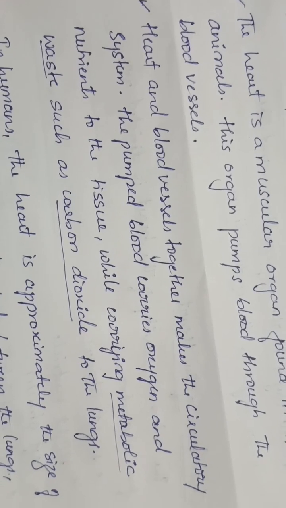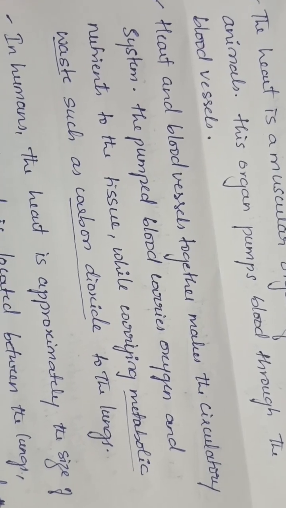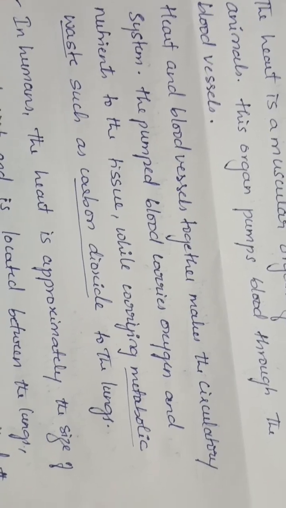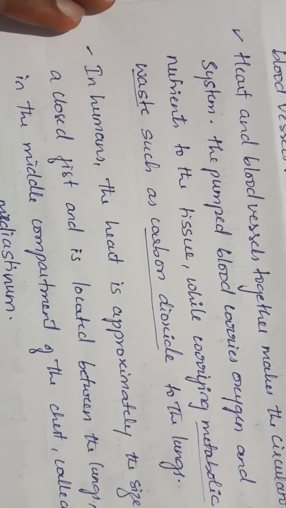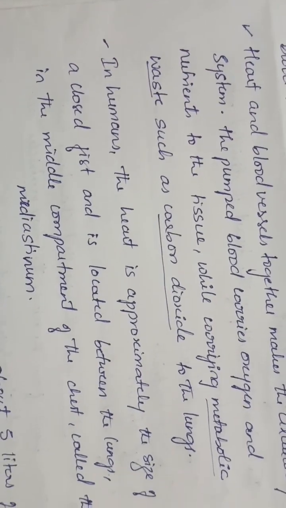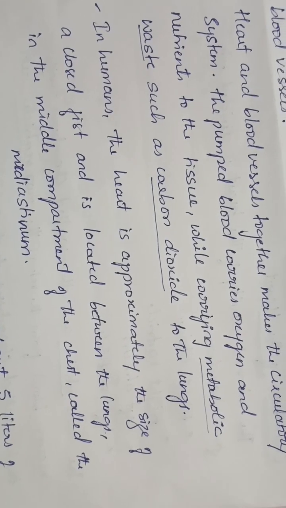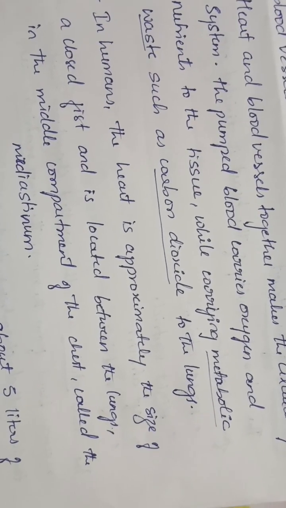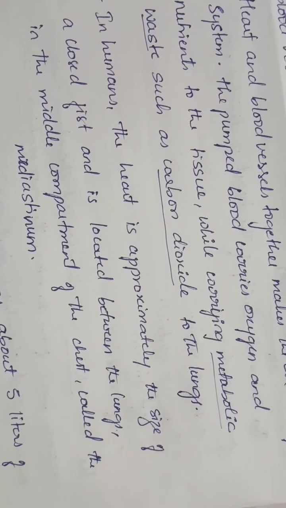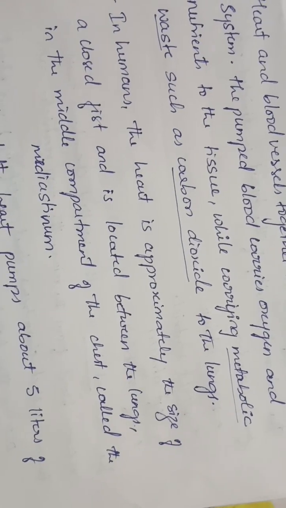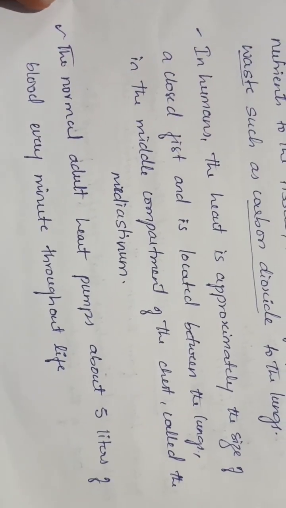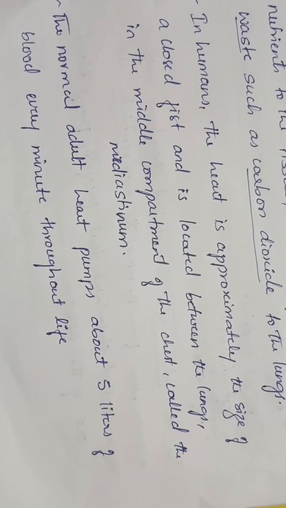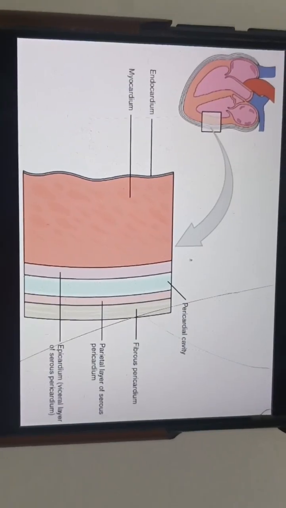The pumped blood carries oxygen and nutrition to the tissues while carrying metabolic waste such as carbon dioxide to the lungs. In humans, the heart is approximately the size of a closed fist and is located between the lungs in the middle compartment of the chest called the midsternum. The normal adult heart pumps about 5 liters of blood every minute throughout life.